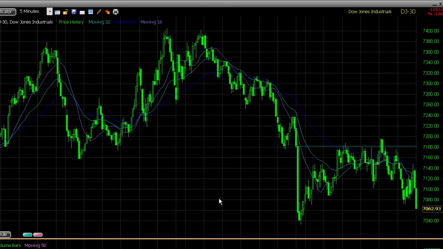This is how I do my moving average trading. Start off with what I plot on the chart. I'll put a 64 exponential moving average, a 32 exponential moving average, and a 16 simple moving average. And what I'm looking for is reactions to the 32 and the 64 moving average. I will not enter a trade if it only reacts to the 16 moving average.